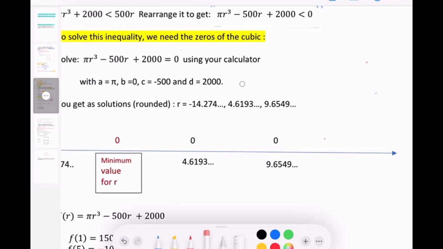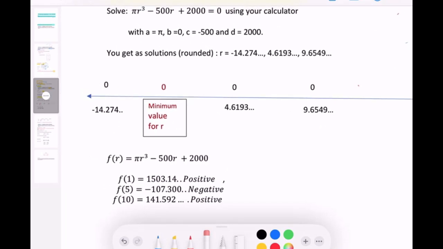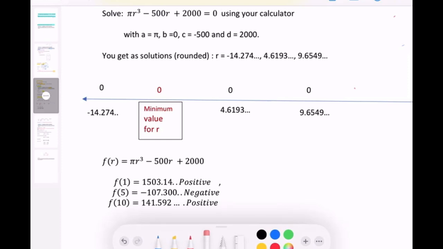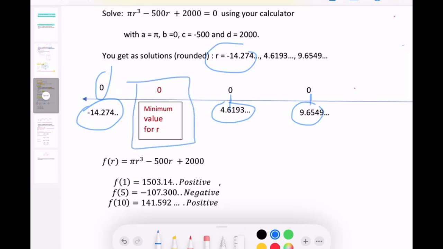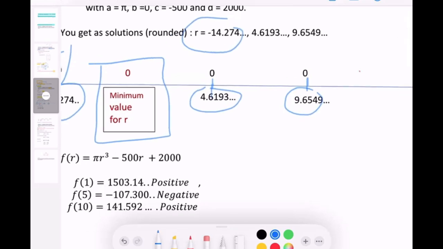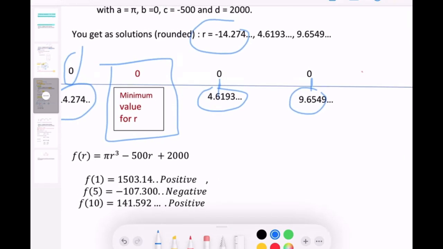So we start our sign chart. I have this line, and I have the zeros set on the line. This negative zero here is your 0, and this is another 0, and this is another 0. As you can see, I put them on the number line. What is this? This is the minimum value of r. Actually, it's not a minimum value. r cannot take the value 0, but I just put it here. It's like a boundary for r. Because r is a radius, it has to be more than 0.